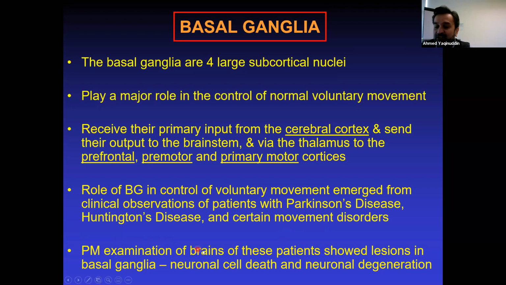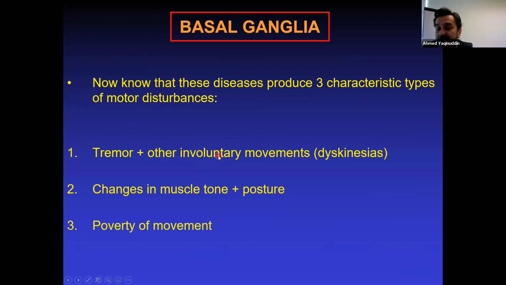Post-mortem examination of the brains of patients with either Parkinson's disease or Huntington's disease told us which set of neurons were degenerated. And that's how we realized that the role of these neurons is in the control of voluntary movement. So there are three characteristic disturbances which you see with problems of the basal ganglia, which include tremors and involuntary movements, changes in muscle tone and posture, and poverty of movement.